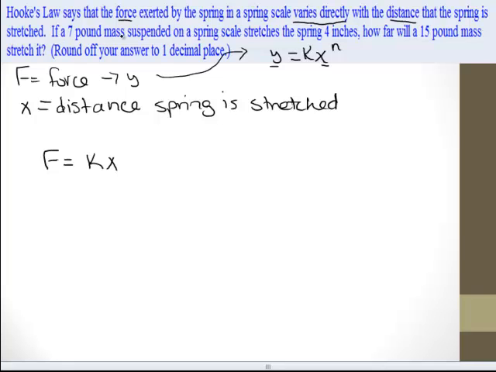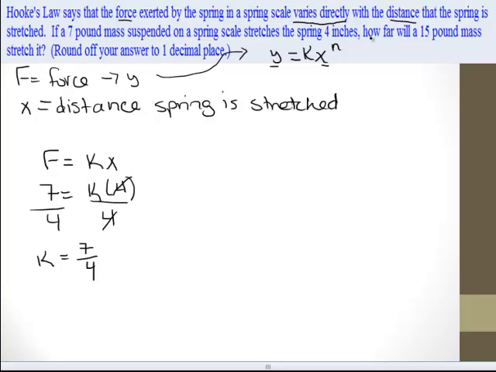The next sentence tells us how to calculate k. If a 7-pound mass suspended on a spring scale stretches the spring 4 inches, we know that the 7-pound mass, 7 pounds, is the force that's being exerted. So 7 is equal to k times x. The distance that it stretched was 4 inches. If you solve this for k, you just divide both sides by 4, so k is equal to 7/4. So now we know k.